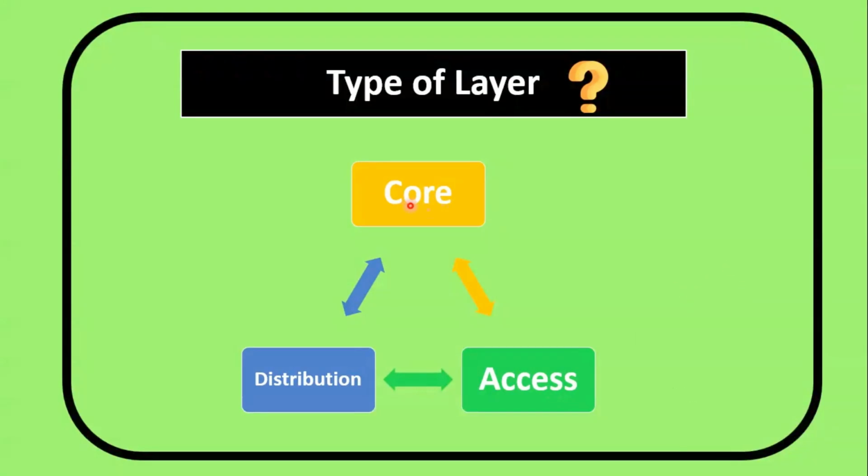If I give the summary of this core, distribution, and access difference: the core layer serves as a high-speed backbone for the data transfer within this network. The distribution layer controls and routes the data services. The access layer provides the network access to the end devices.